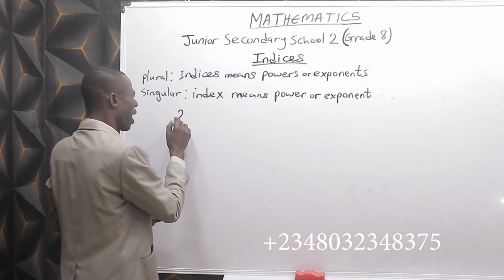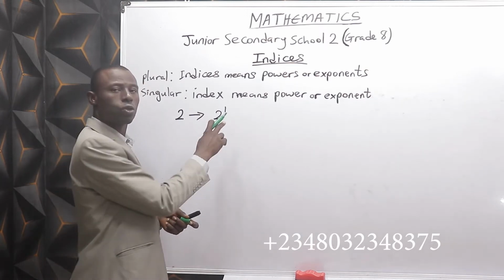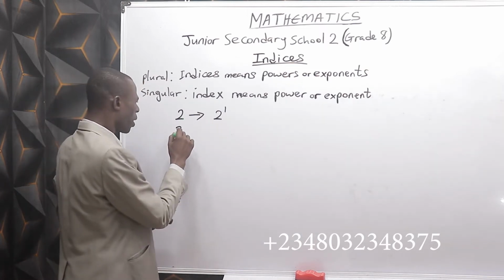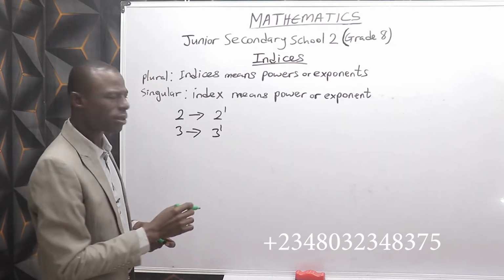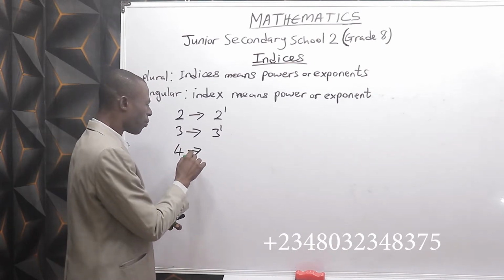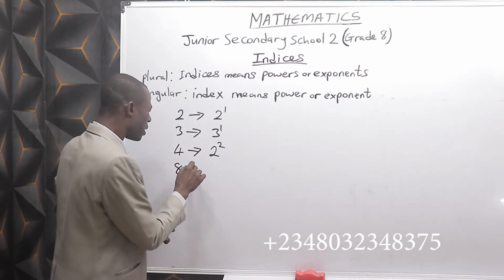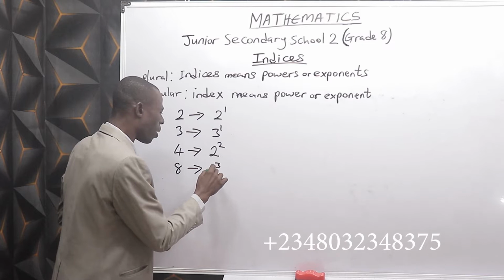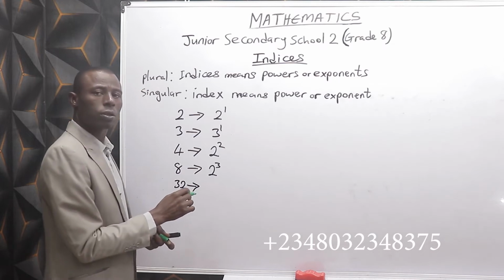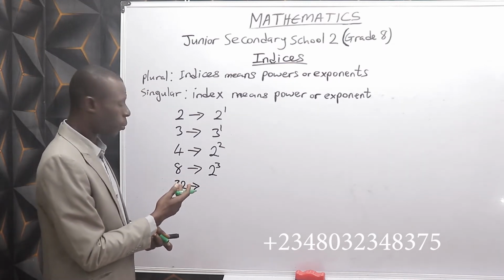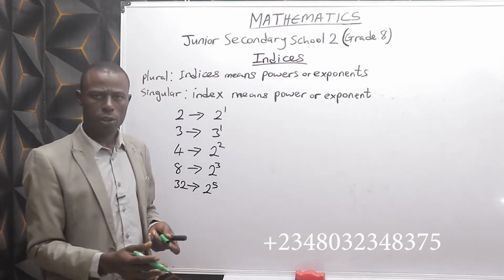When you have a number like 2, in index form it will be 2 raised to power 1. 3 in index form will be 3 raised to power 1. 4 in index form will be 2 raised to power 2. 8 in index form will be 2 raised to power 3. And 32, just to list but a few, will be 2 raised to power 5, and so forth.